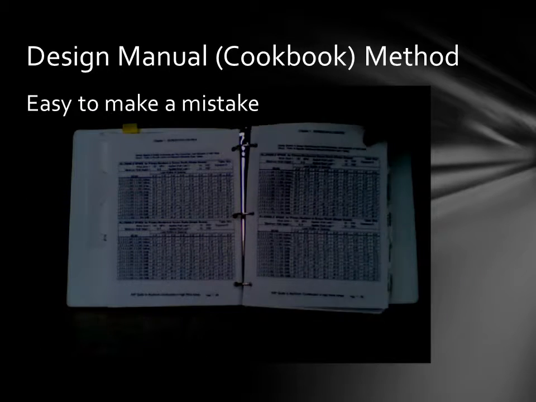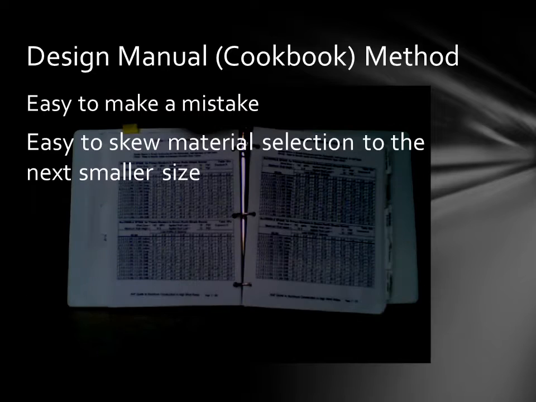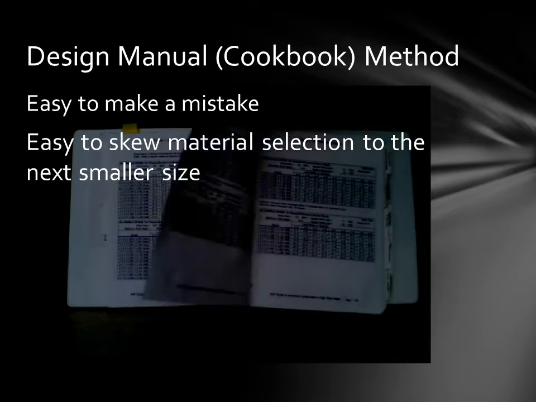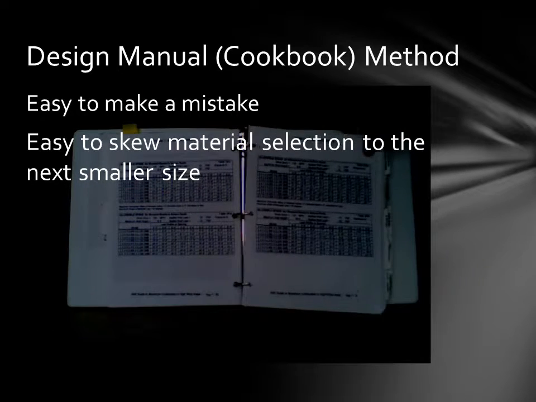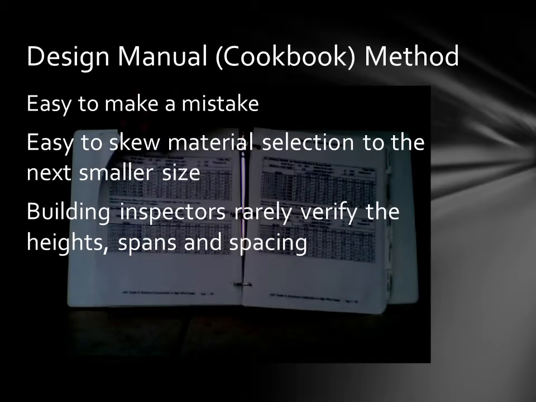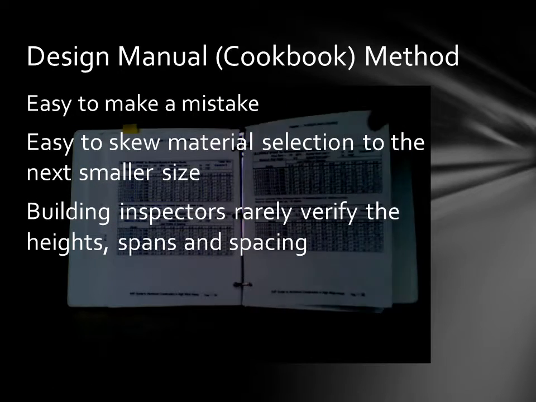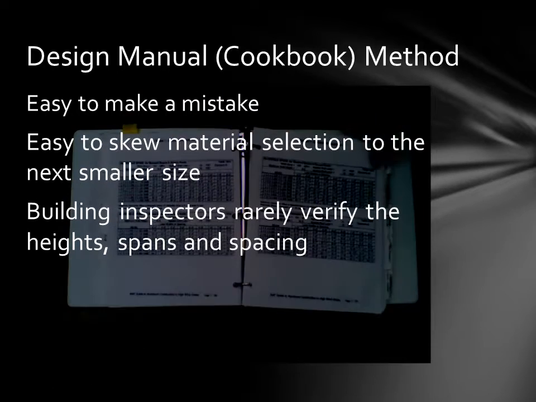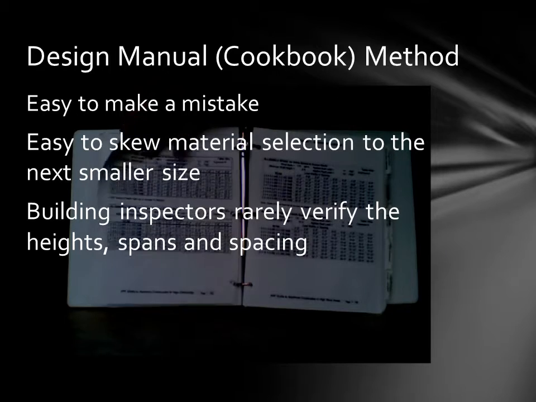Design manuals have hundreds of these tables. It's easy to make a mistake. It's also easy to skew the material selection to the next smaller size. And since building inspectors rarely verify the heights, spans, and spacing, this can go unchecked.